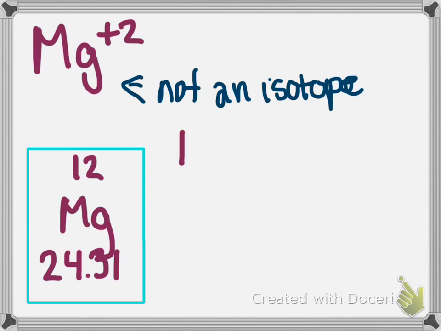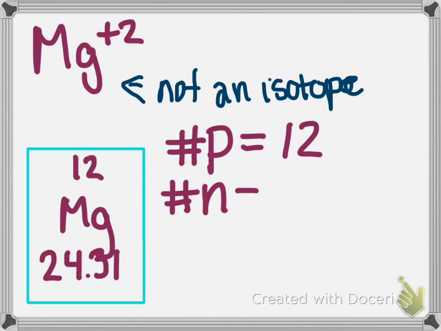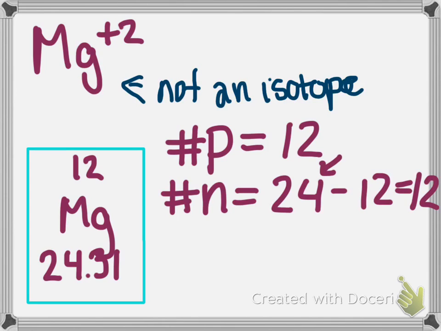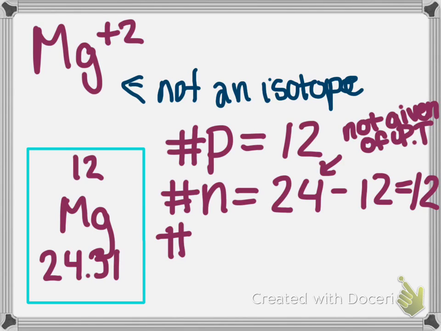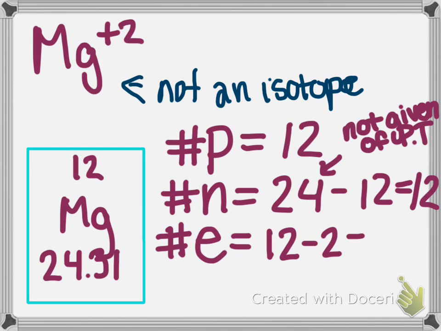If we look here, I'm going to find my number of protons, my atomic number, 12. For my number of neutrons, I'm going to have to take the mass number off the periodic table because it's not an isotope. So 24 minus 12 is going to be 12 as well. Again, I'm using 24 for my mass number because it's not given, so I use the periodic table. Then my number of electrons, again, is number of protons minus charge.